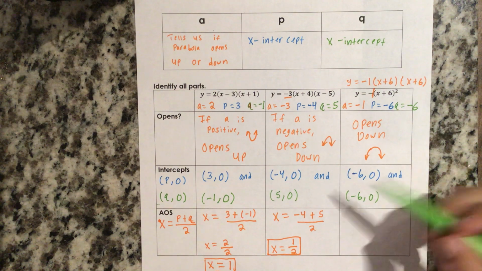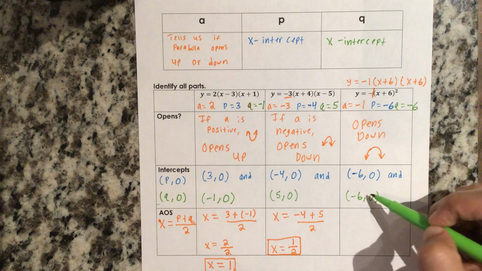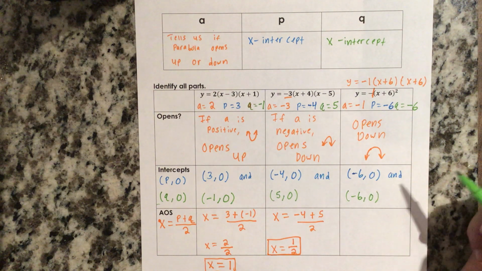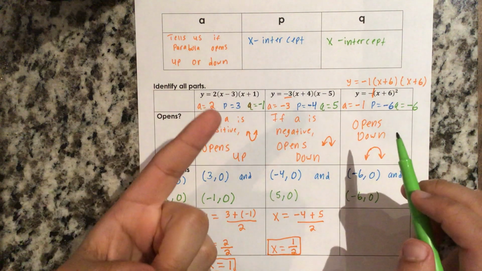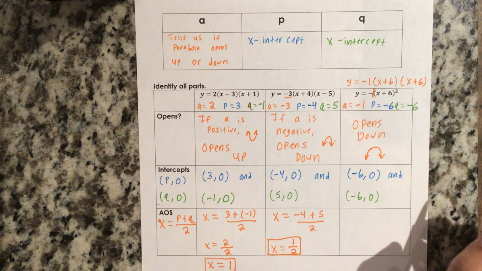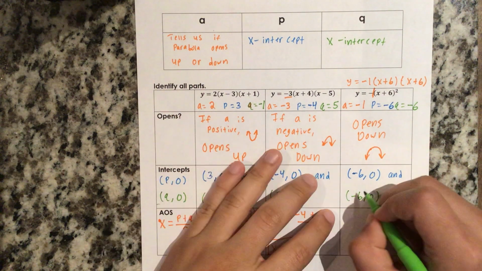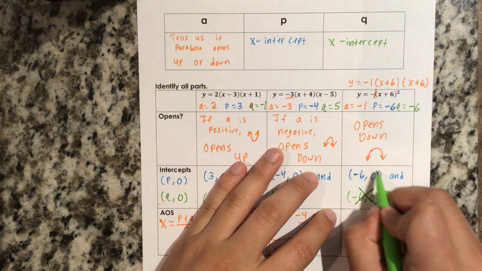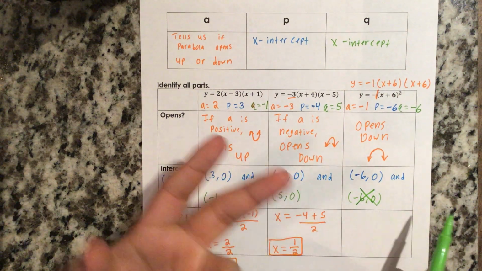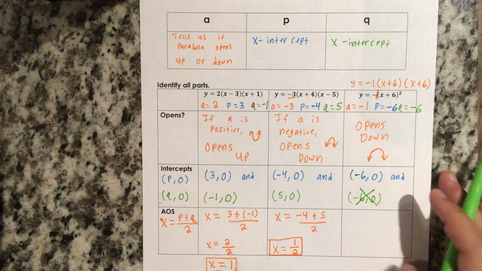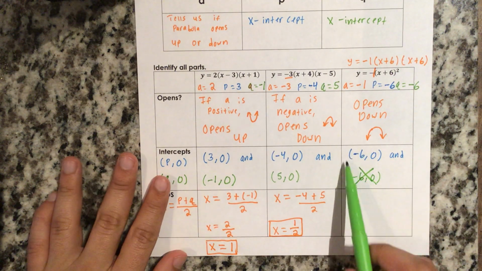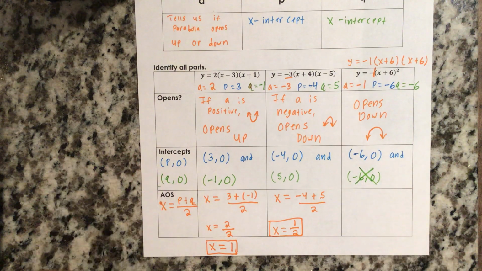So if we think about this, right? I have an x-intercept on the exact same spot. Okay. That means I only have one x-intercept, okay? So if I only have one x-intercept, I can just cross this one out. I don't need to write both, okay? You already have your x-intercept, -6, 0. You don't have to write it twice. That makes no sense, okay? So here, in this example, I only have one x-intercept, okay?